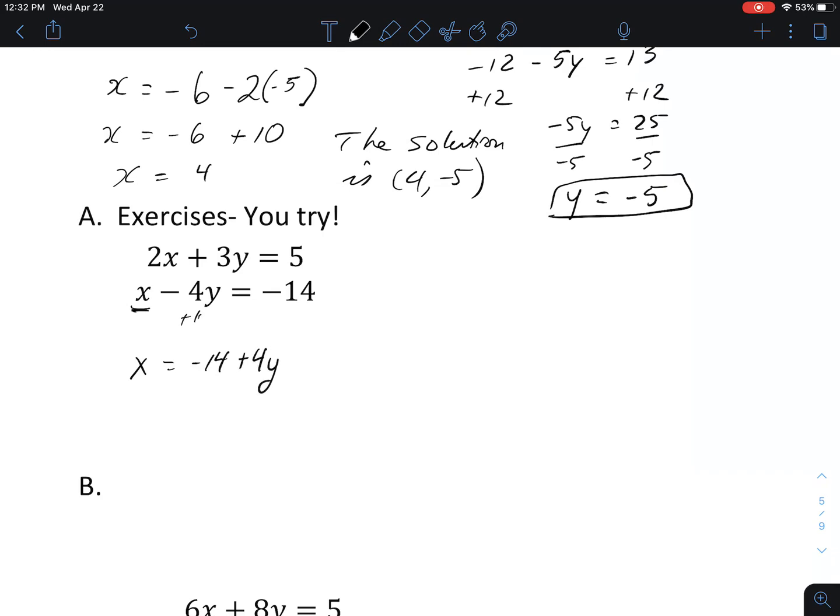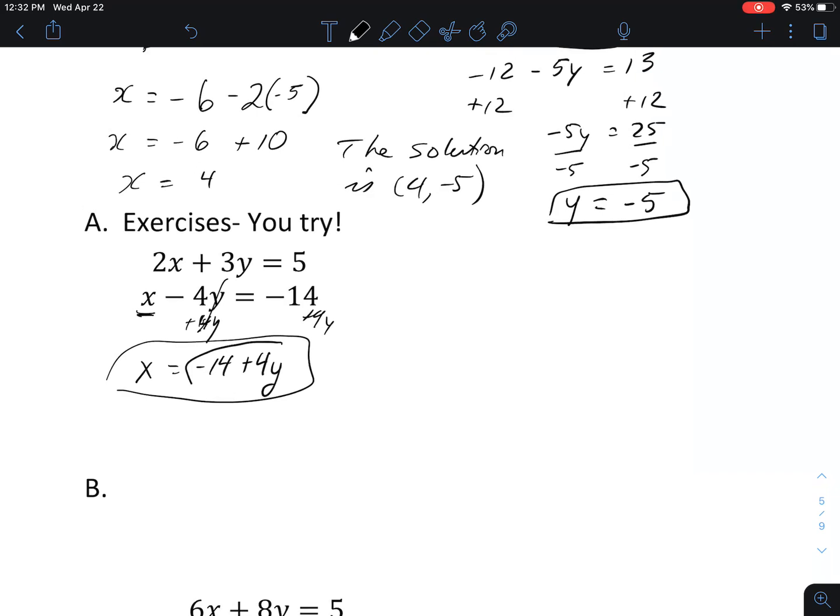Okay. If you took my hint, you would get x is negative 14 plus 4y, right? I would add 4y to each side, and I would get this expression. And now negative 14 plus 4y is going to go right here.